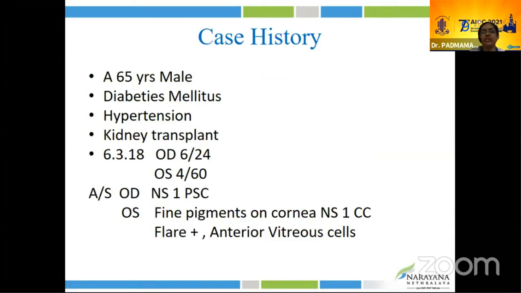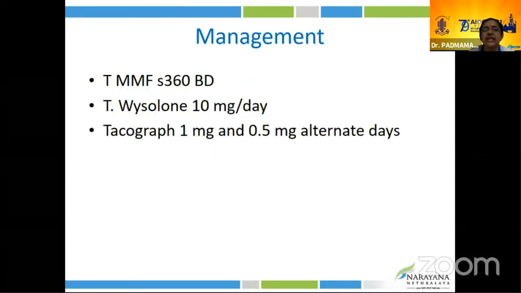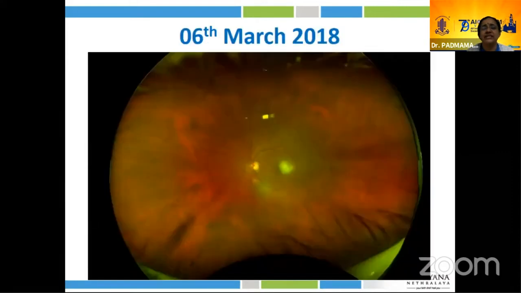Coming to a case example, a 65-year-old male, diabetic and hypertensive, underwent a renal transplant and presented with decreasing vision. He had anterior vitreous cells in the left eye. He was on mycophenolate mofetil, systemic steroids, and also tacrolimus for the post-renal transplant status.